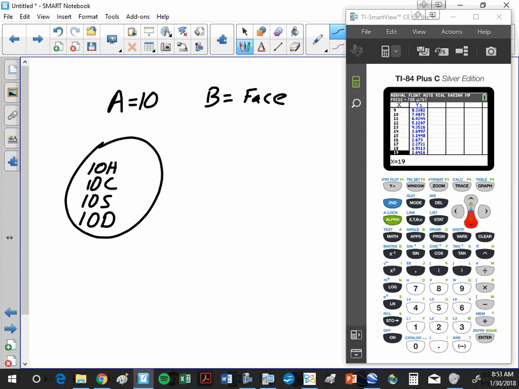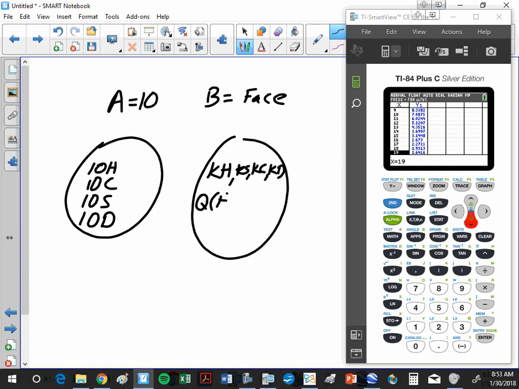Okay. In B, what is there? The king of hearts, the king of spades, the king of clubs, and the king of diamonds. What else? The queen of, and I'm just going to cheat, the queen of all 4 suits. Yeah, that's right. And then the jack of H, S, C, or D.